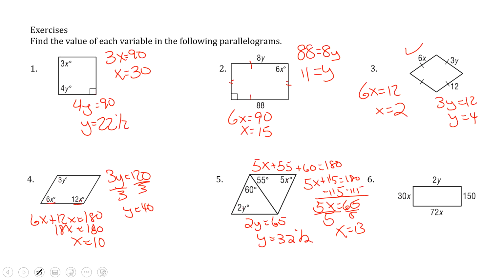Okay, again, opposite sides are congruent. Have an x, 30x equals 150, so x equals 5. So I plug 5 in here. So 72 times 5 is 360. So I got 2y equals 360. So y is going to equal 180. Has everybody seen how this makes sense? Opposite sides of parallelograms are congruent. Opposite angles of parallelograms are congruent.